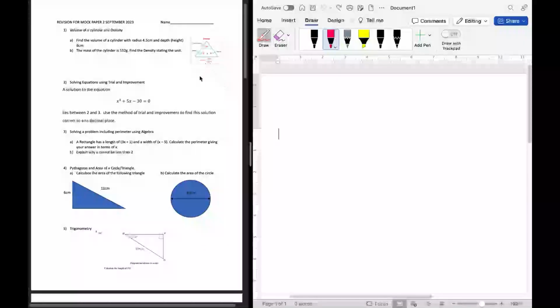Right, here we go. Some paper 2 revision for you. We're going to pile through the first 2 pages as quickly as we can, because this is kind of intermediate stuff.